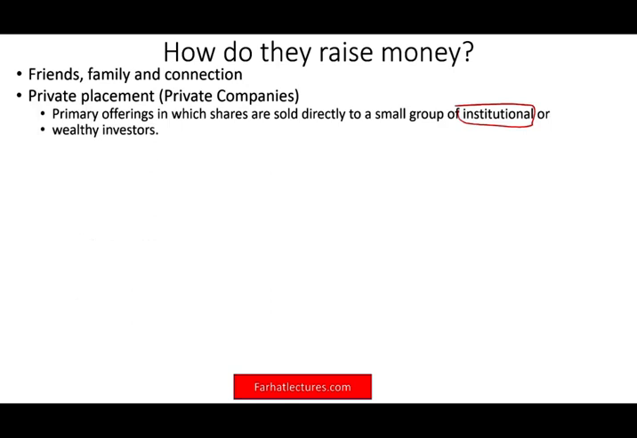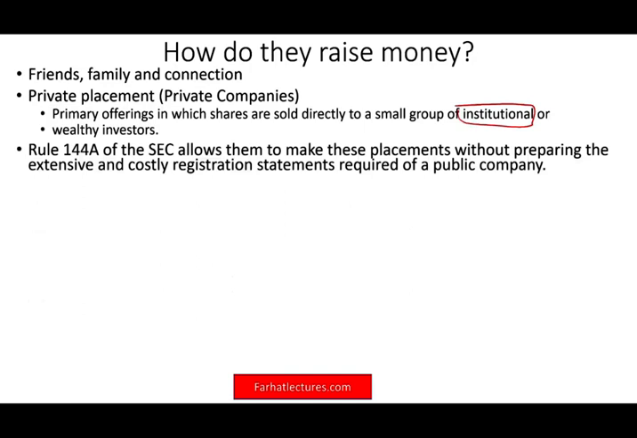Or wealthy investors. A wealthy investor is defined as somebody who has a certain amount of money. I don't remember the exact number, but simply put, wealthy investors have the time and the money to hire lawyers and accountants to vet those companies. Therefore, the public doesn't get involved. The SEC does allow this: something called Rule 144A of the SEC allows private companies to make these placements without preparing the extensive and costly registration required for public companies. So they can still sell some shares, but not to the scale of everyone like public companies, only to wealthy investors and institutional investors. What's called knowledgeable investors. Look, if you made a bad investment and you're a wealthy investor, that's your fault. If you're an institutional investor and you made a lousy investment, that's your fault. That's not the SEC's fault.